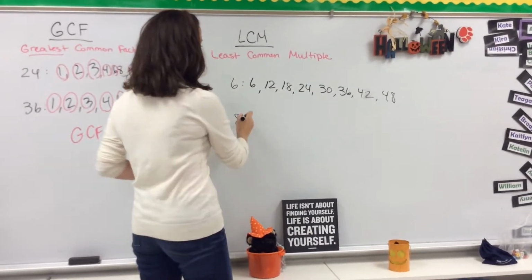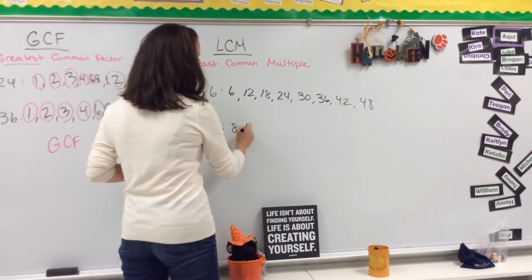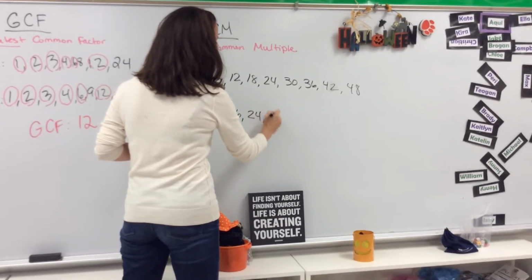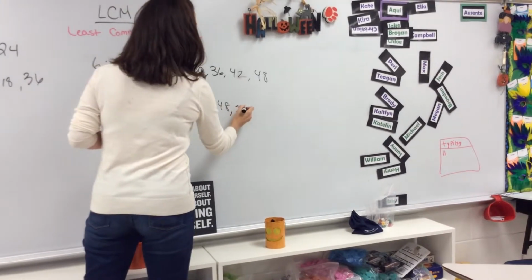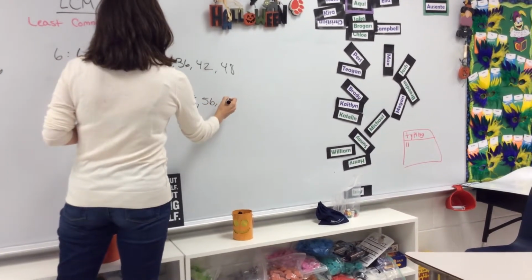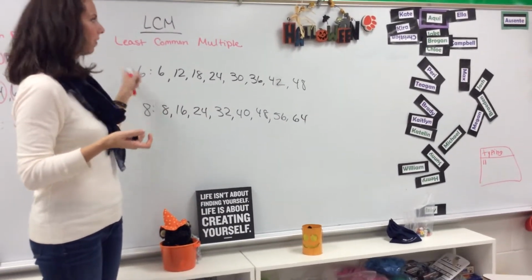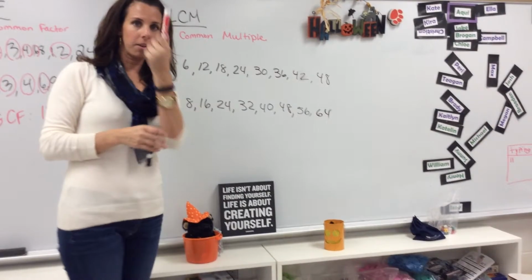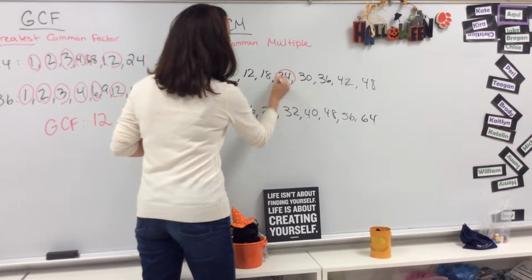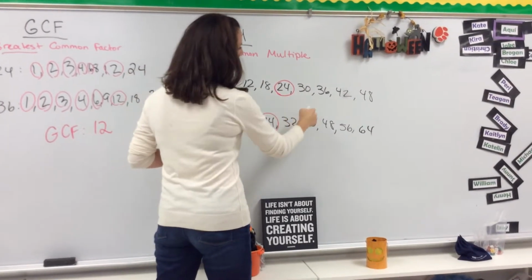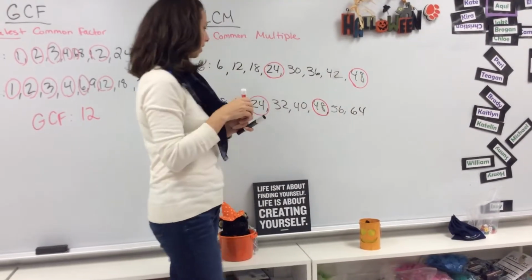Now I'm going to find the first 8 multiples of 8, sorry. 8, 16, 24, 32, 40, 48, 56, and 64. Okay, now I'm going to find the ones that they have in common. Again, with my red marker, I'm going to say, let's see, what's the first one they have in common? 24 is the first one they have in common. Let's see. And 48 is the next one they have in common.